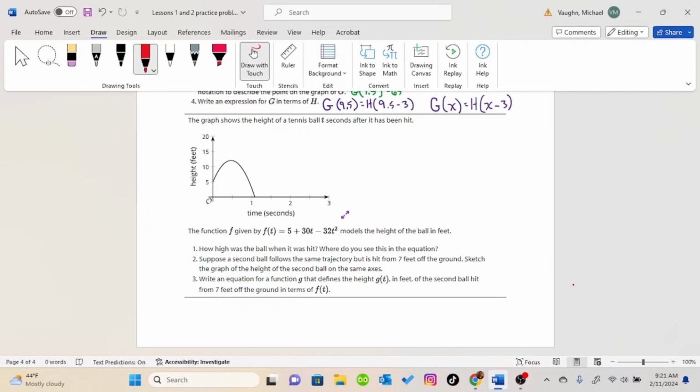The ball is hit at time 0, and the height at time 0 is the y-intercept, and that height is 5 feet. So the ball was 5 feet above the ground, and we see that at the y-intercept.